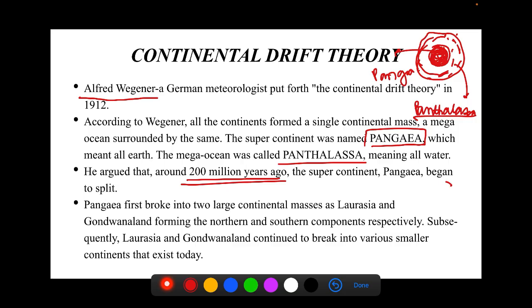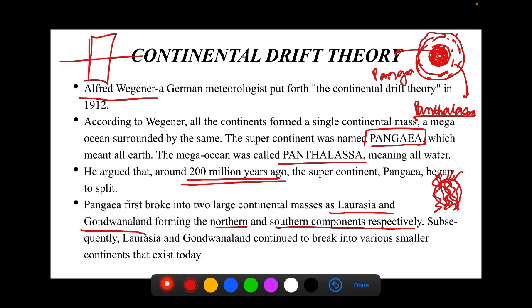We have seen in this video that this was the mainland and it started to break. There were several folds and faults that emerged in this continent. So Pangaea first broke into two large continental masses known as Laurasia and Gondwana land, forming the northern and southern components respectively. The northern portion was called Laurasia and the southern portion was called Gondwana land.